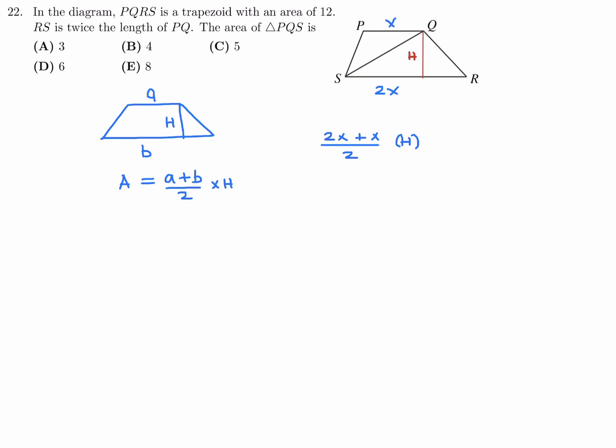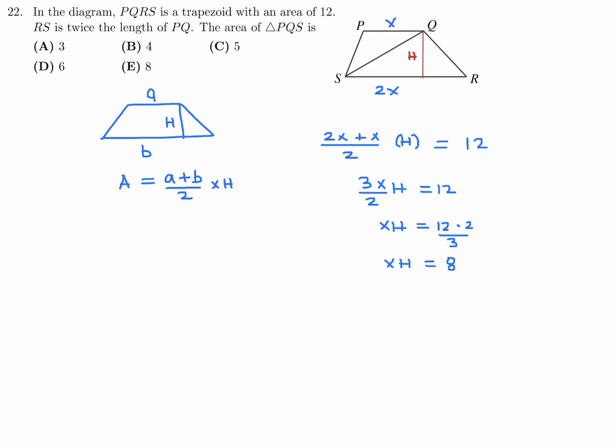Okay? So I'll just label that. And they're telling me that this area is equal to 12. So this becomes 3x over 2 H is 12. I guess you can write it in terms of xh. 12 times 2 divided by 3. So xh is equal to 24 divided by 3, which is 8.